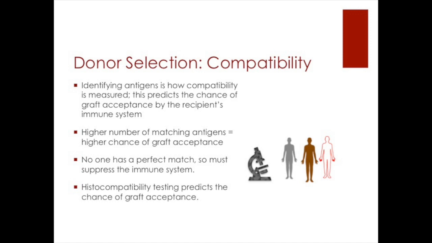It predicts the chance of graft acceptance by the recipient's immune system, which is programmed to tell self from non-self. The higher number of matching antigens means a higher chance of graft acceptance. Nobody has a perfect match. That's a given, so you still have to suppress the immune system. This is important. Histocompatibility testing predicts the chance of graft acceptance.